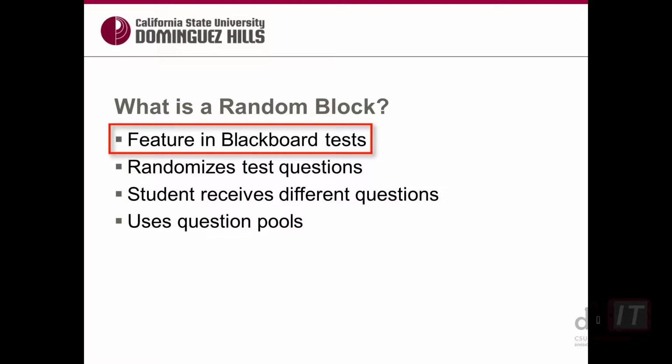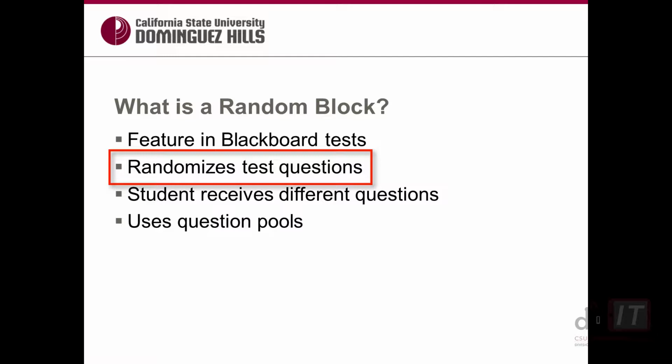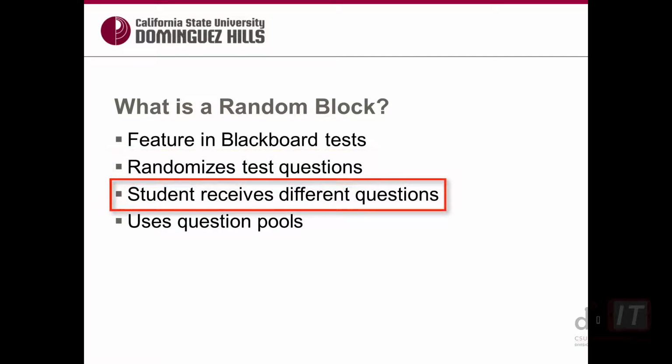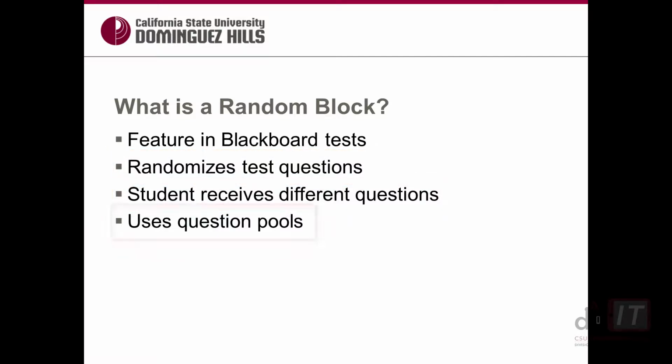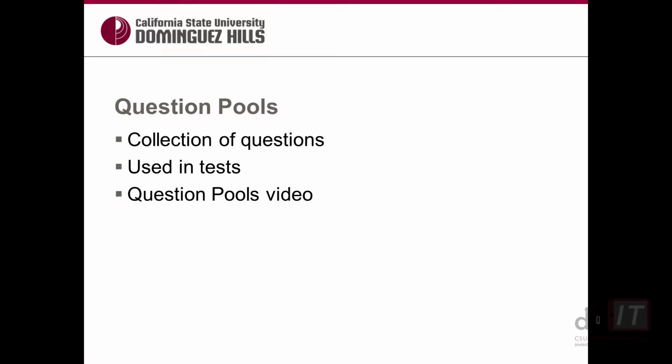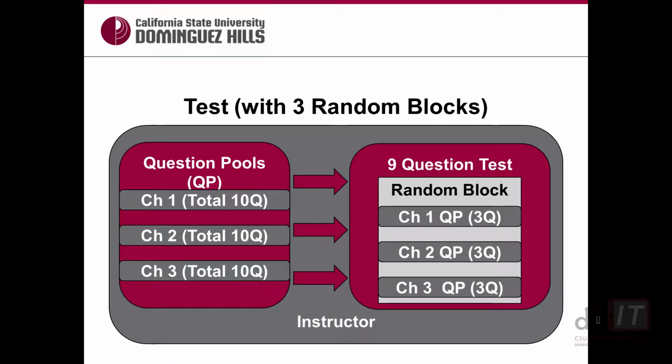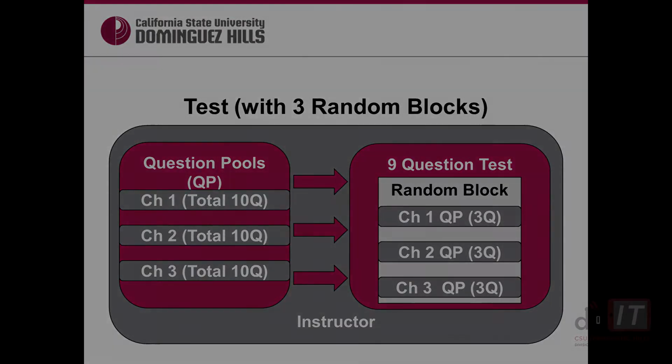So a random block is a feature in Blackboard tests which randomizes a section or a block of questions. This is so that each student can get a different version of the test. Random blocks make use of question pools, so in order for this to work, you need to already have question pools created in your course. As a quick review, question pools are a collection of test questions which are created in Blackboard. If you're new to pools or you want to learn how to create your own, I recommend watching the previous video covering question pools.